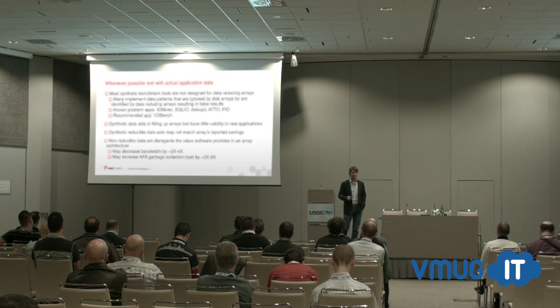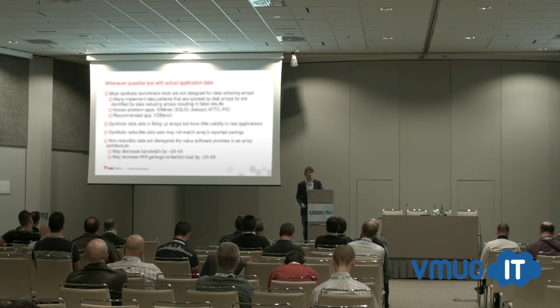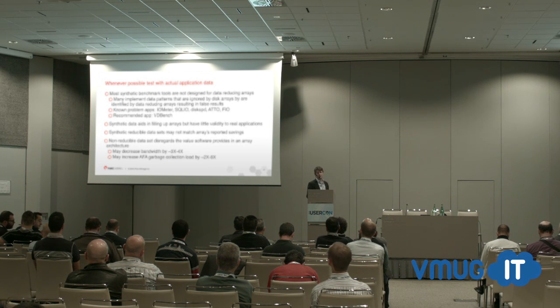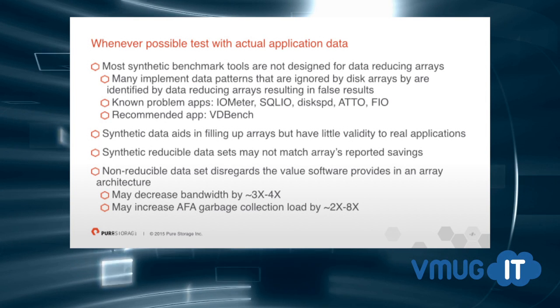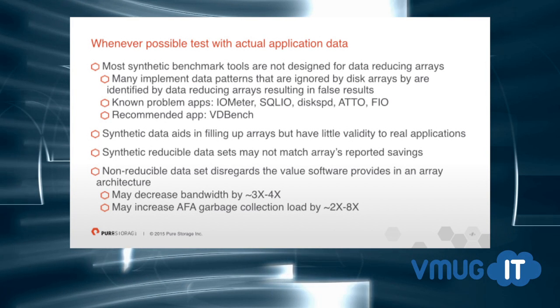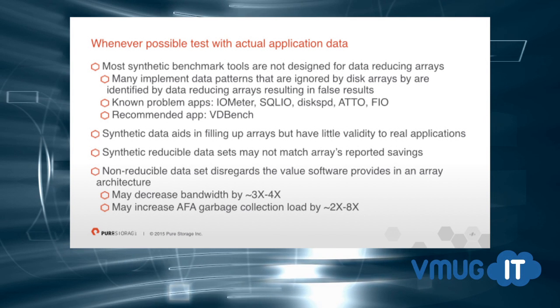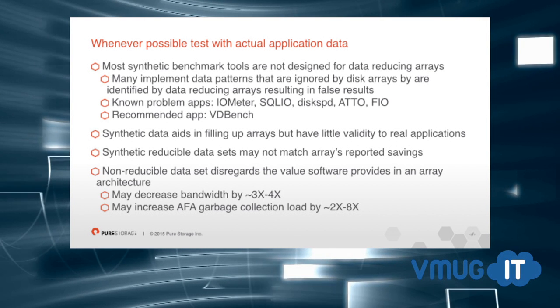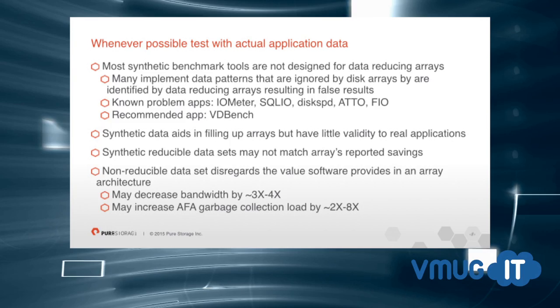Tools that are currently kind of suspect in this space, that we've seen challenges with customers, include Iometer, which is a pretty common tool for most of us in the Windows space, but also SQL.io, Disk Speed, ATTO, and FIO. A recommended tool that was designed for data reducing arrays is VDBench. And what I would just caution you with is never let one vendor dictate how you're going to test a platform.